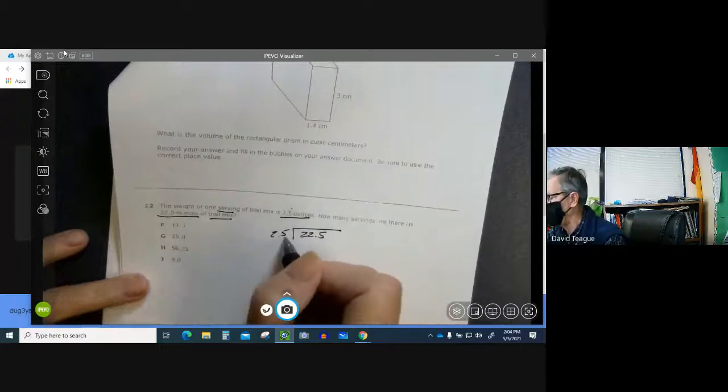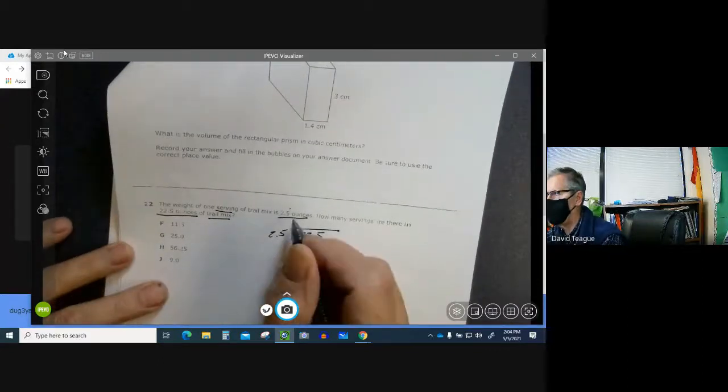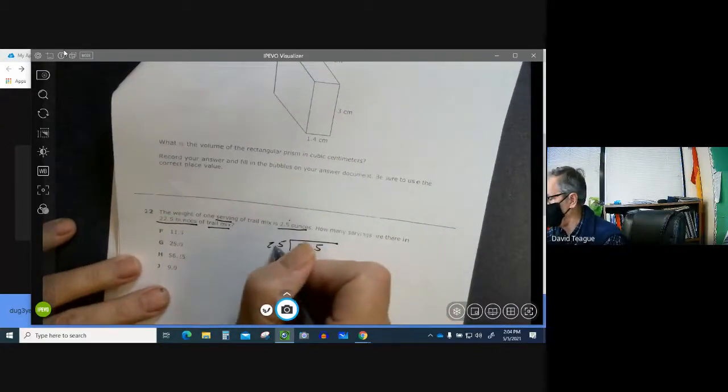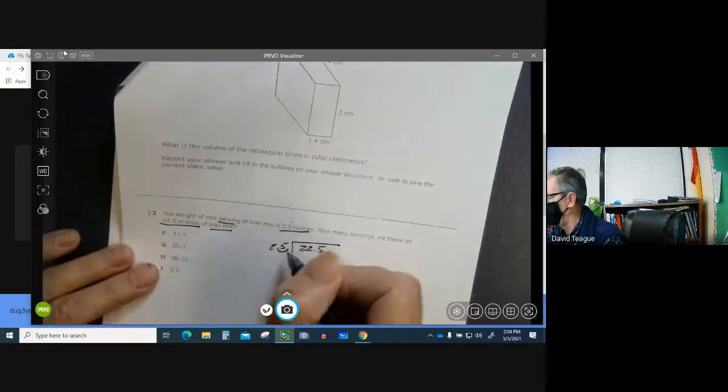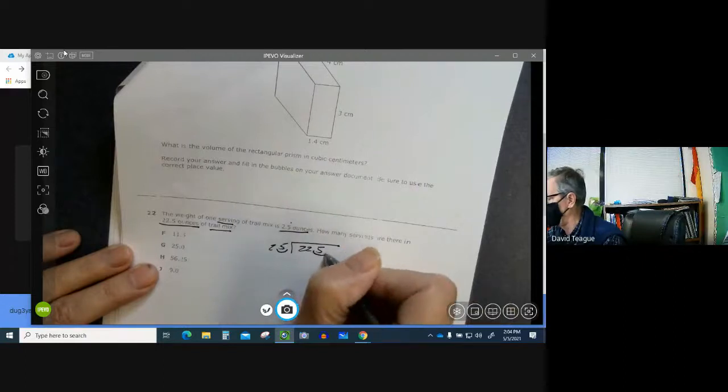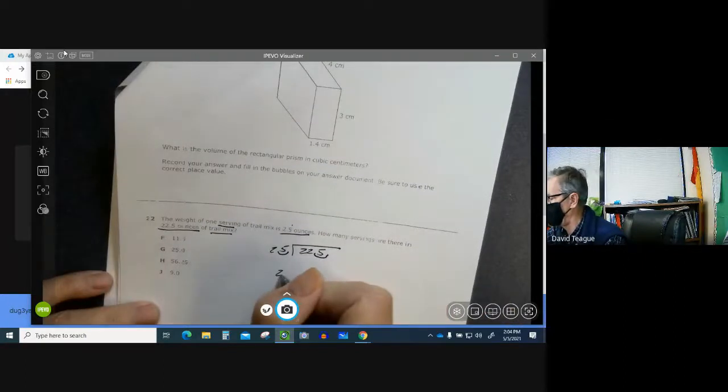But if you remember, we don't like dividing by a decimal. It's kind of hard. So I'm going to move my decimal point over, make this a whole number, and whatever I do to the outside, I have to do to the inside. So I'm going to move this over. So I'm going to rewrite it. So now my new problem is 25 divided into 225.